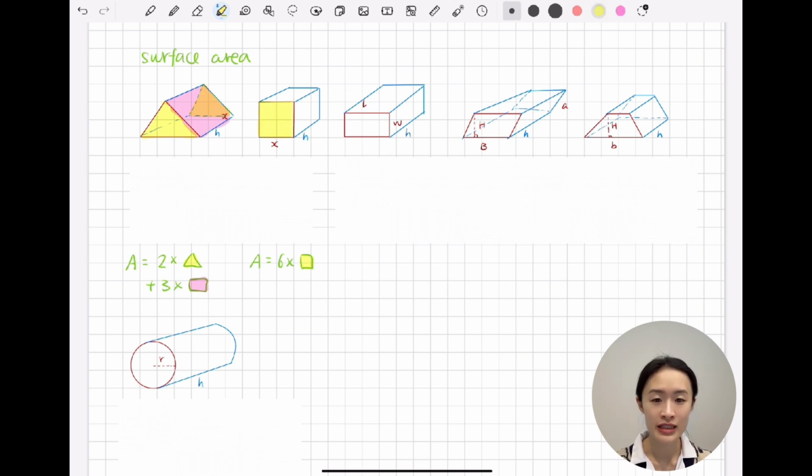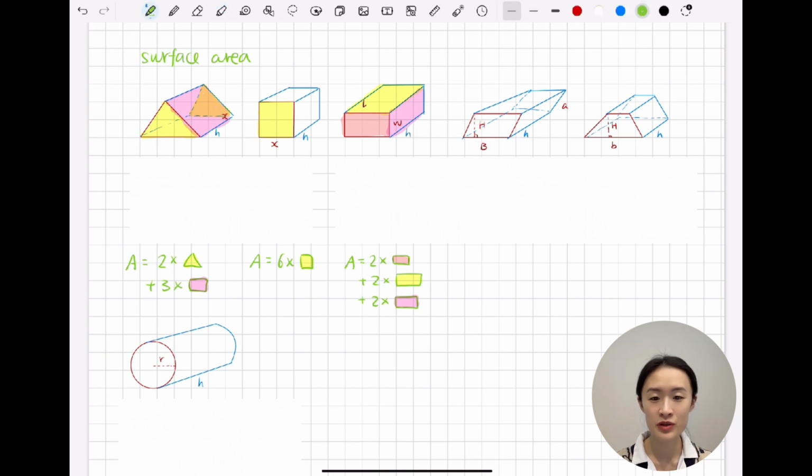For the cuboid, what we need to do is 2 lots of front and back, and they are rectangles. And then we have top and bottom, those 2 are rectangles as well. They might be different to the front and the back. And finally, we need to work out 2 sides, which are also rectangles. And then to work out the total surface area, we will need to add them together.